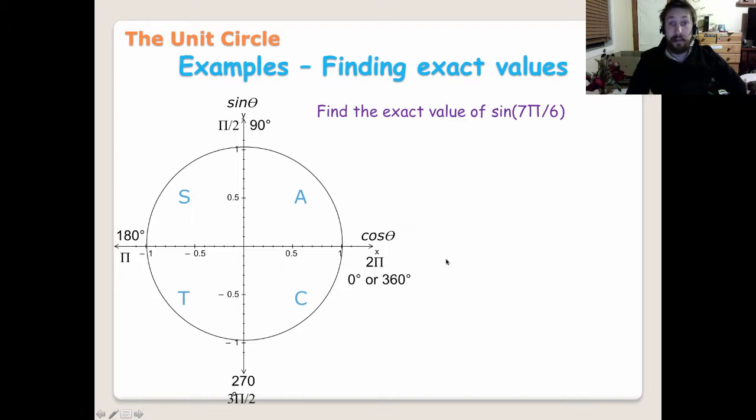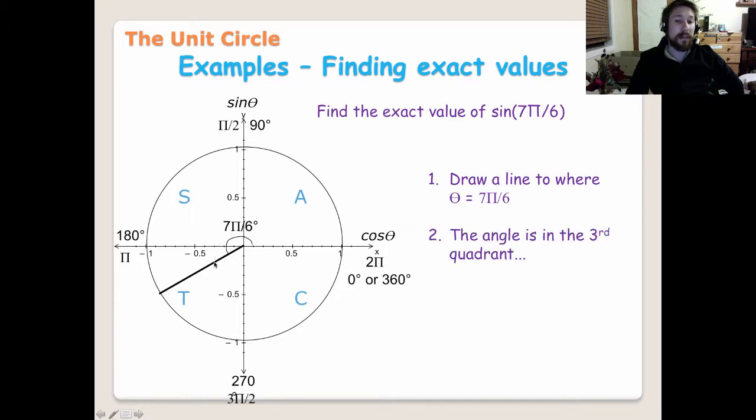So let's go through and plot it. Draw a line to where theta being 7 pi on 6 is. Alright, well, it's right there, isn't it? And of course, that therefore, around from here, is going to be 7 pi on 6, or in other words, it's the same as saying pi plus pi on 6 in the third quadrant.